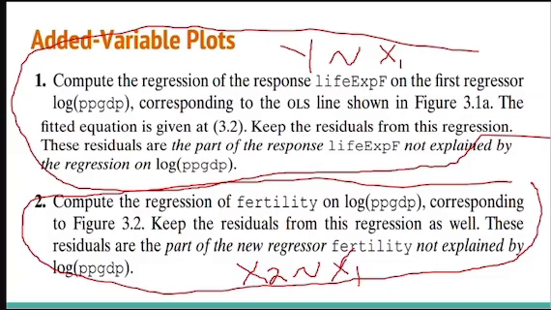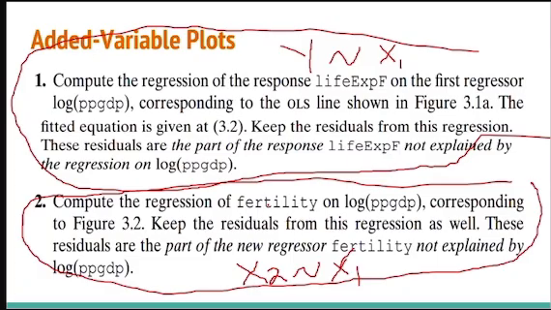Okay, that's what you see here. Fertility, which is a new variable. I'm actually going to regress that on the previous predictor that I've considered. Then from there, I'm also going to compute the residual. I have two forms of residual now.